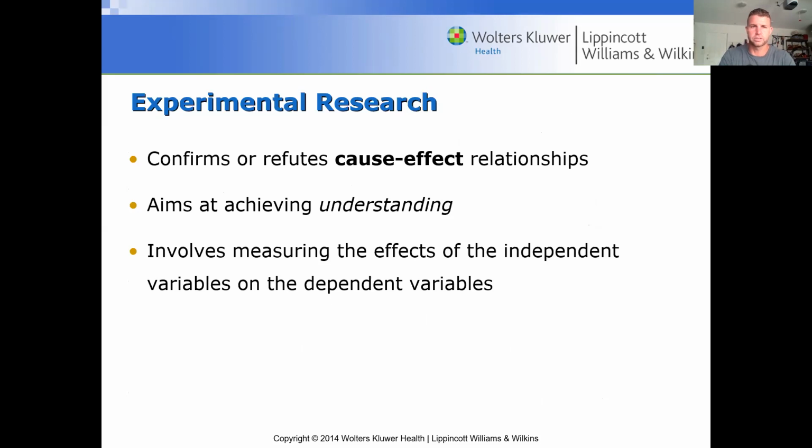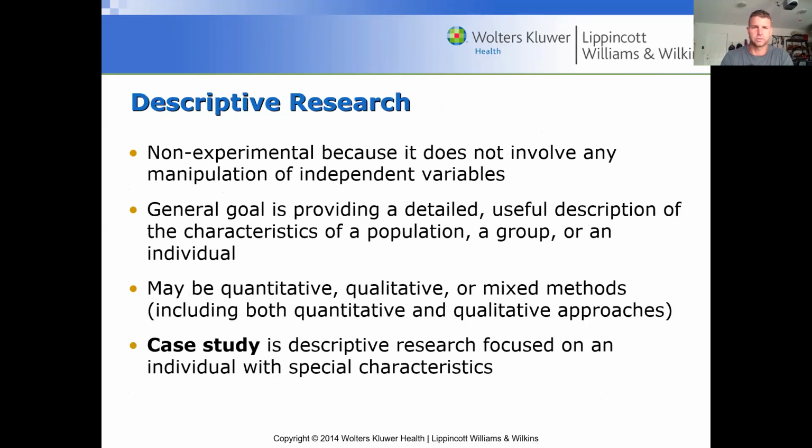Again, experimental research is there to try to confirm or refute cause and effect relationships. You try to achieve an understanding that involves measuring the effects of an independent variable on the dependent. Descriptive research is non-experimental because it doesn't involve manipulation of independent variables. The general goal is to provide a detailed, useful description of characteristics of a population, group, or an individual. Again, a lot of times quantitative, and here's the thing, I'm definitely leaning more towards quantitative stuff. I just like it.